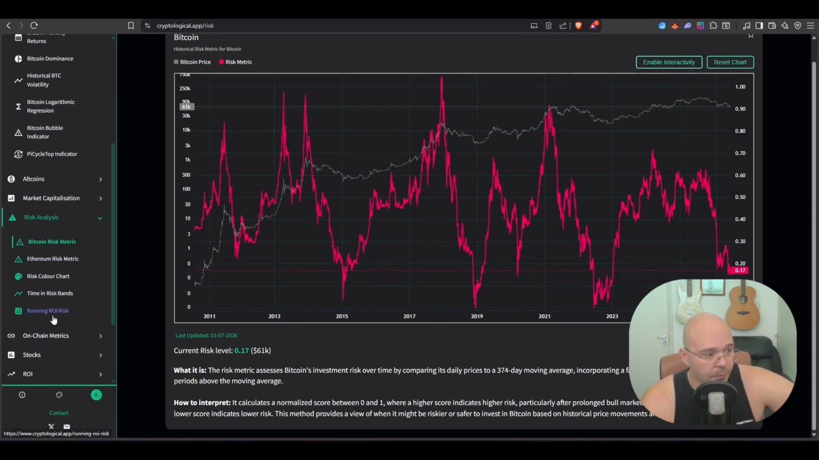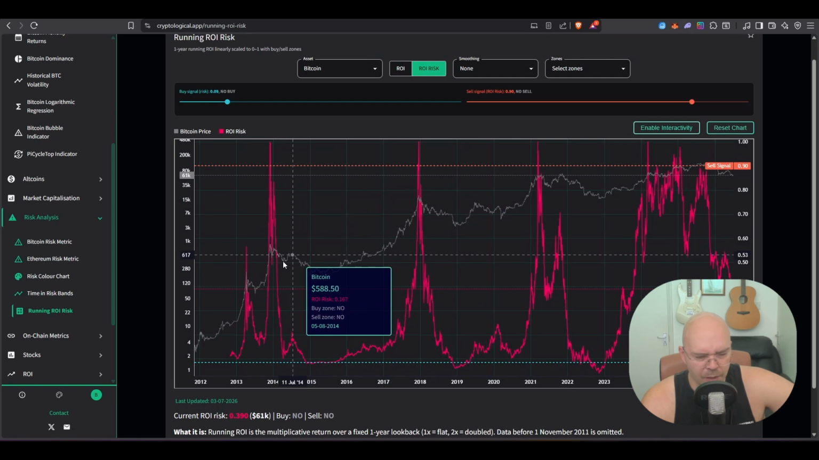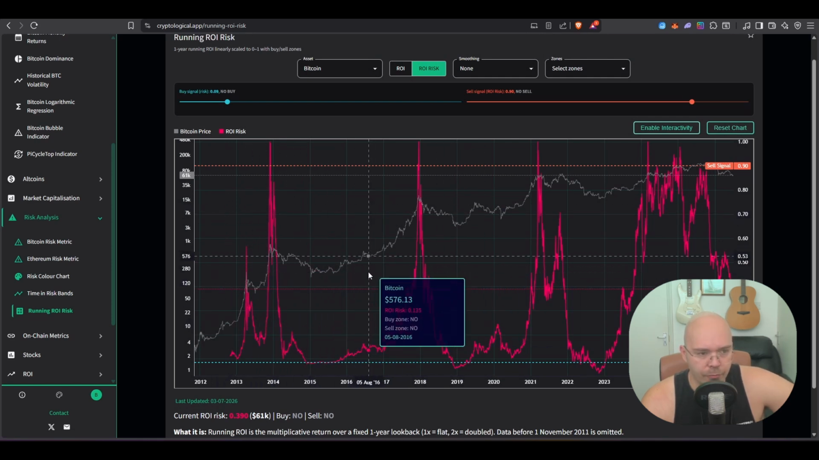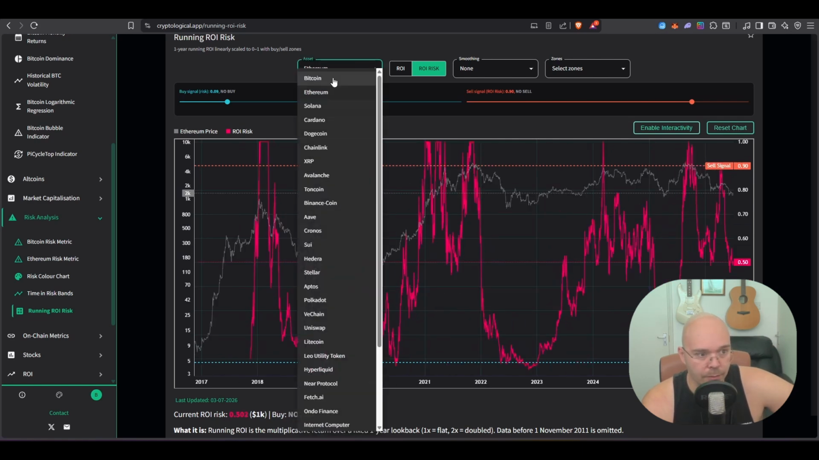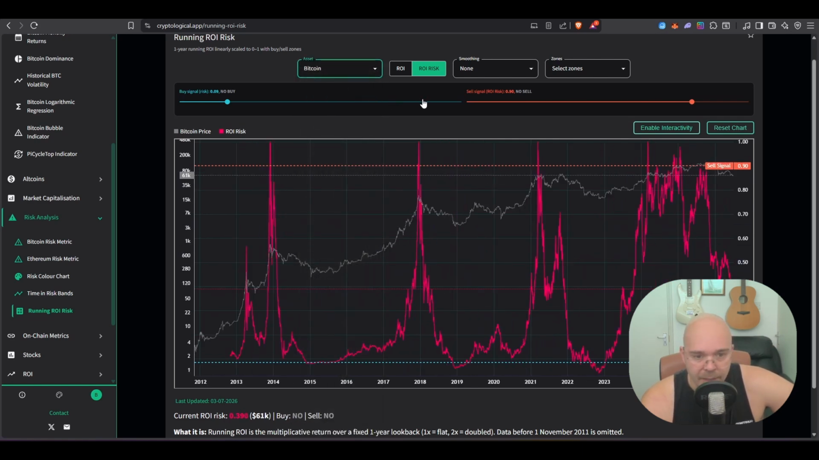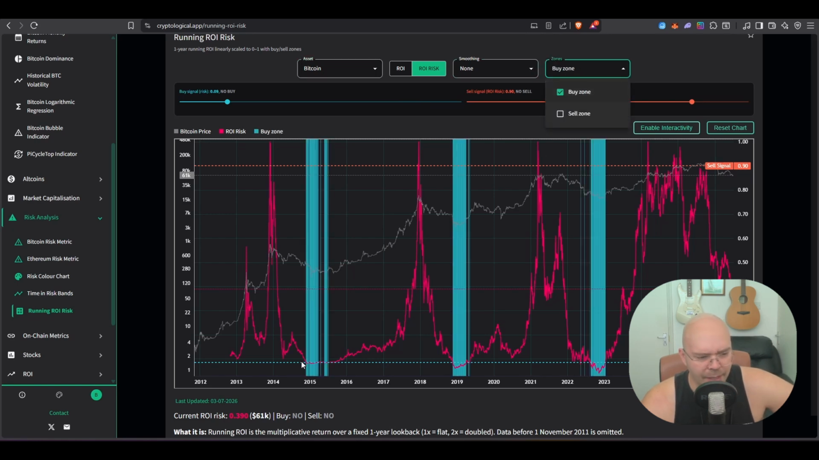Also, there's running ROI risk, which is one I just made recently, which looks pretty cool. It really is. So, 1 yearly running ROI risk of Bitcoin, or any asset really, but the Bitcoin one is more useful. And you can select buy zones. It really highlights that it's not just the peaks that show you the peaks. It's the buy zones. That's what you find with a lot of indicators. It's the lows that show you when it's possibly a good time to buy, and they are way more effective than trying to call the tops. That's just how it is.